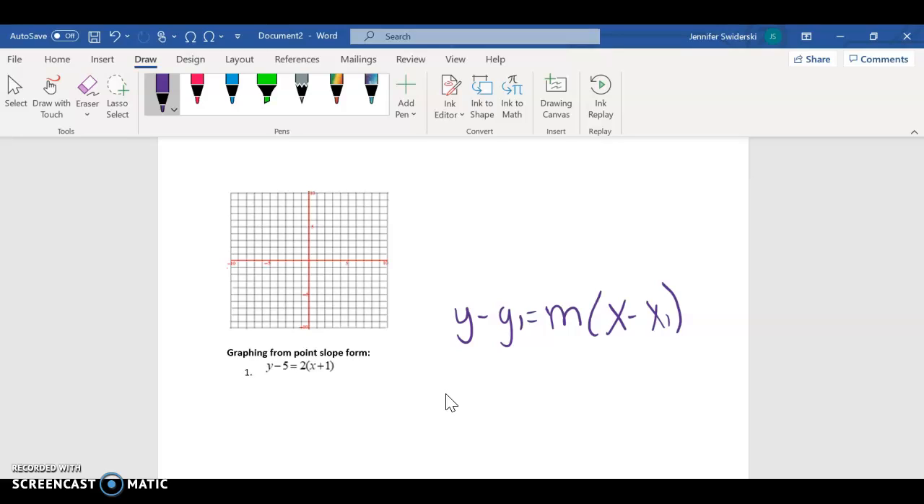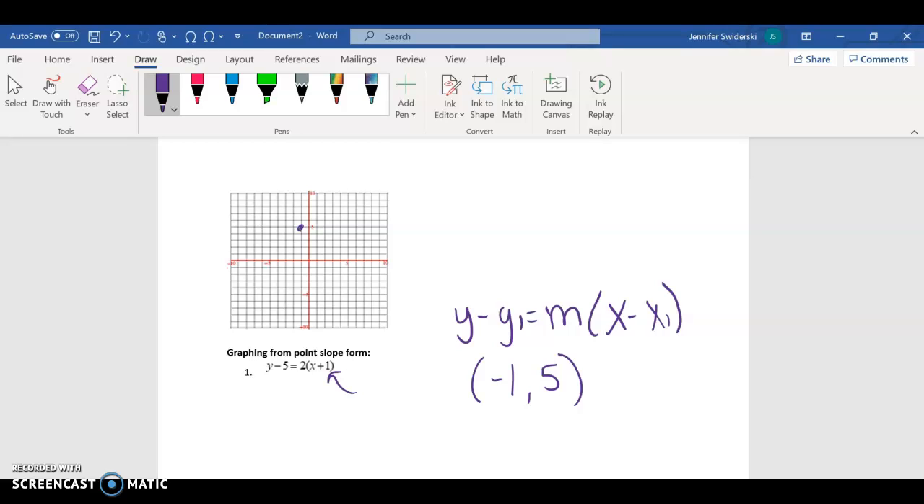So that means 5, because the opposite of -5 is 5. Y minus y1, sorry, it's going to be +5, my bad. And then my x would be -1, right? Because it's y minus y1. Okay, so if I make that a point, -1, 5.